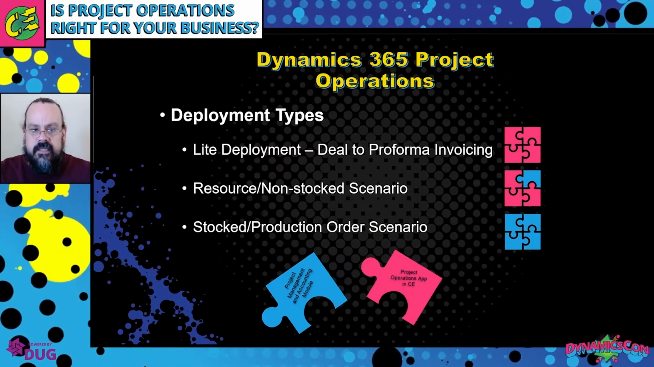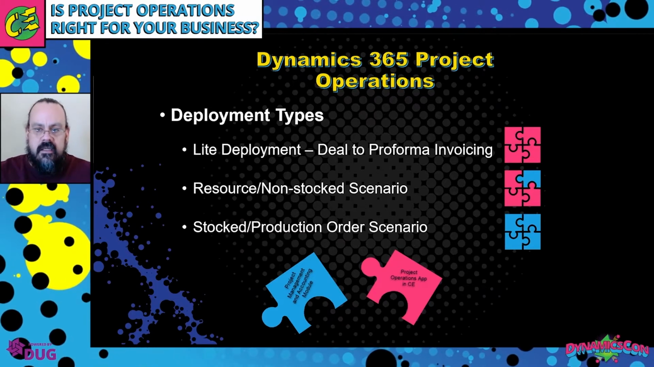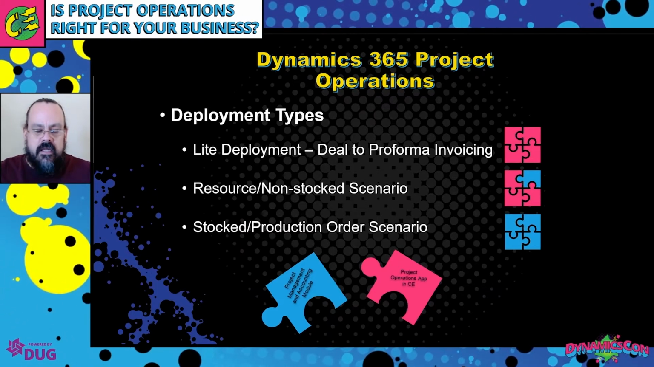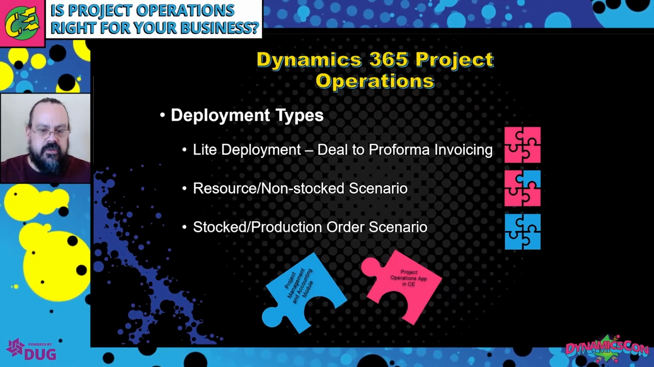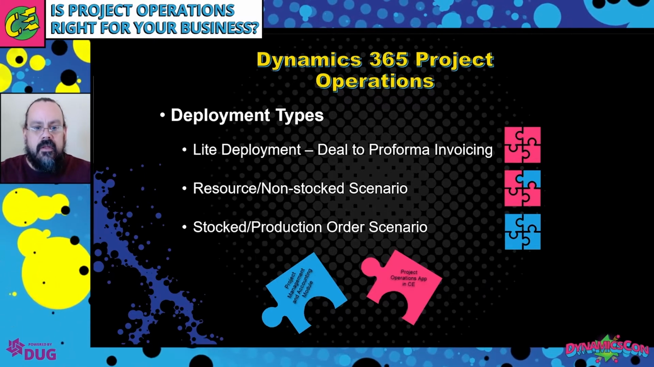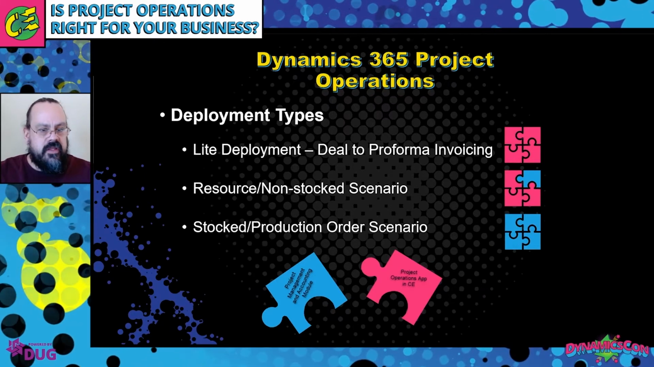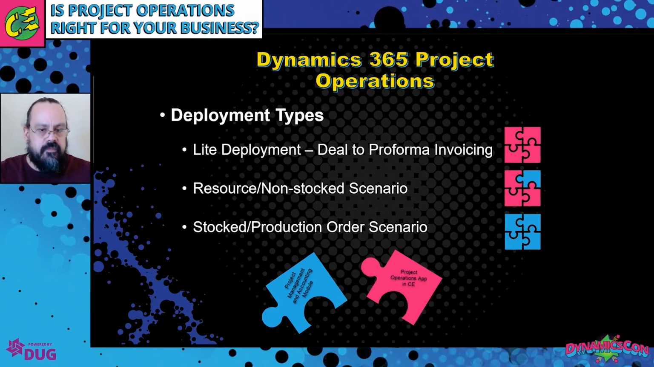So there's three deployment types. The light deployment, they call it deal to pro forma invoicing. So that is made up entirely of the project operations app in CE. There's no integration to FNSCM. It's a standalone CE app that you can use in conjunction with CE sales in the CE platform.